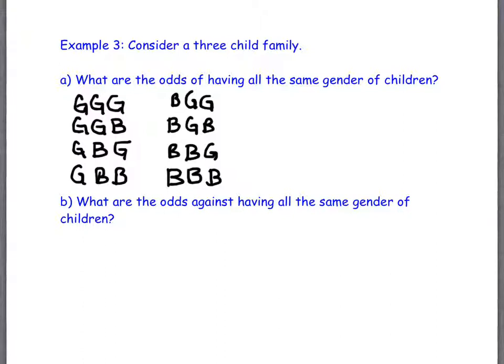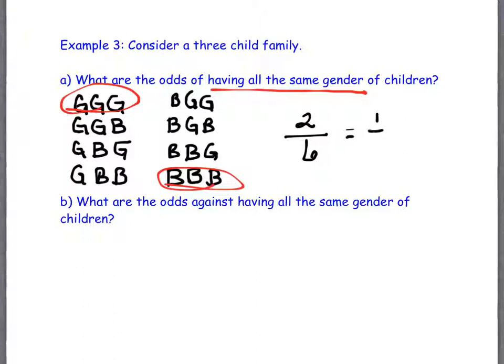Okay? So this one says first, the odds of having all the same gender. So what are the ones in this list where they have all the same gender? 2. There's one right here and there's one right here, right? So if we want the odds of having all the same gender, then we would take that number 2 and write it as the numerator. And what would be the denominator? 6. Is it 8 or 6? 6 when we're doing odds. If it had been 8, we would have found the probability. Very good. Now this reduces to 1 to 3. So the odds are 1 to 3 of having 3 children that are the same gender.